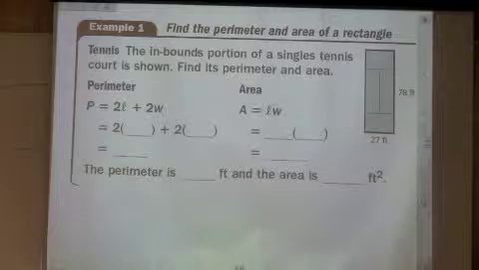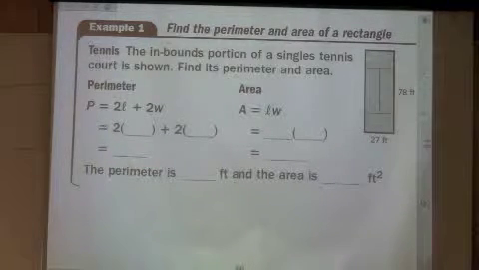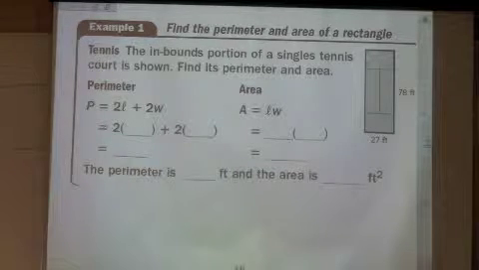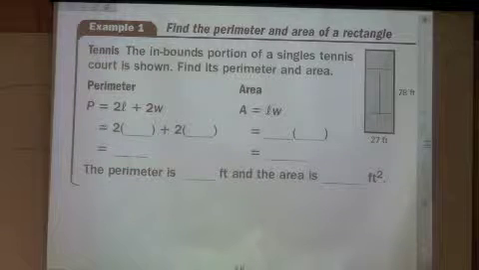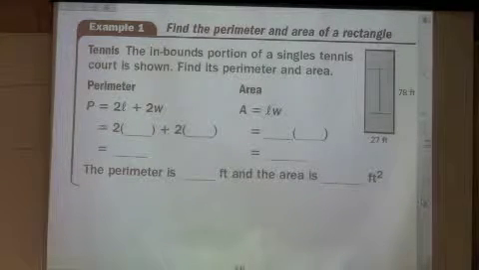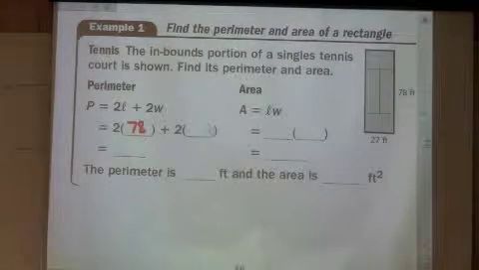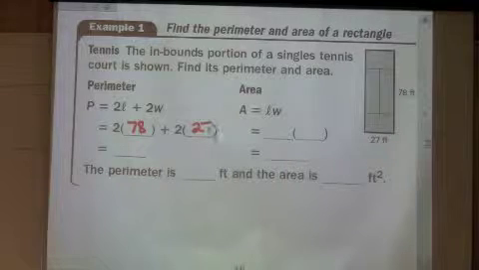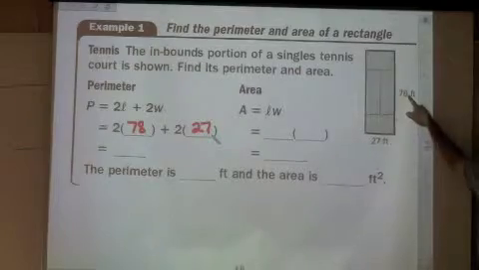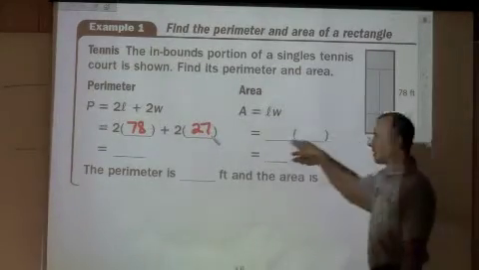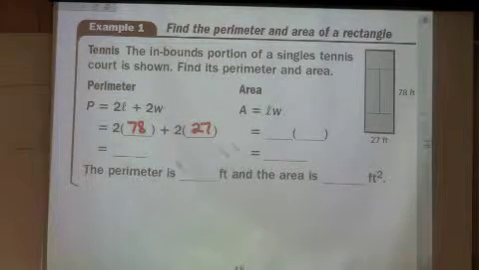The inbounds portion of a single tennis court is shown. Find its perimeter and area. Okay, so the nice thing is it's a rectangle. We can just plug and chug in our formula. So what's the length of our rectangle? 78 feet. What's the width? 27. Would it matter if I mixed those two up, if I called this width and this length? Doesn't matter. The commutative property doesn't change anything. The associative property doesn't change anything.